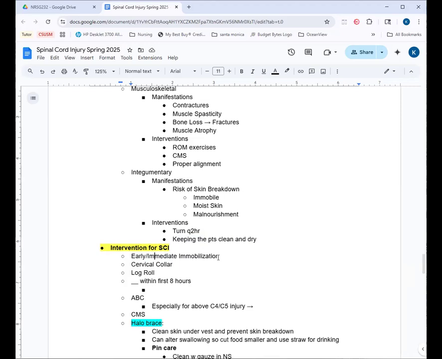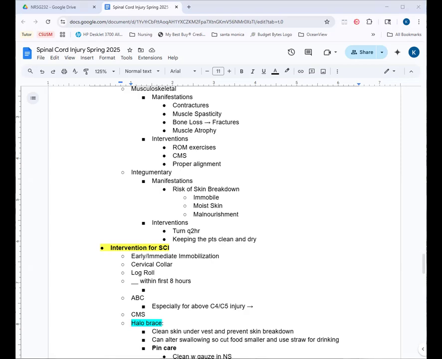One of the things you can use is a cervical collar to keep their neck in place. When you're trying to roll them over, like if they have a bowel movement and you need to wipe them, make sure you're log rolling them so that their spine and their neck, their whole spinal cord moves as one. Because if not, we could cause further injury.